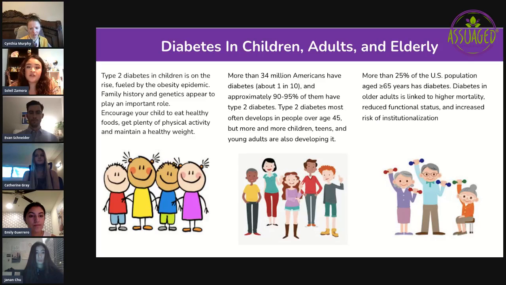Type 2 diabetes most often develops in people over age 45, but more and more children, teens, and young adults are developing it. It's important to recognize the symptoms of the disease because if left untreated, it may create many complications. And for diabetes in the elderly, more than 25% of the US population aged 65 and over have diabetes. Diabetes in older adults is linked to higher mortality, reduced functional status, and an increased risk of institutionalization.